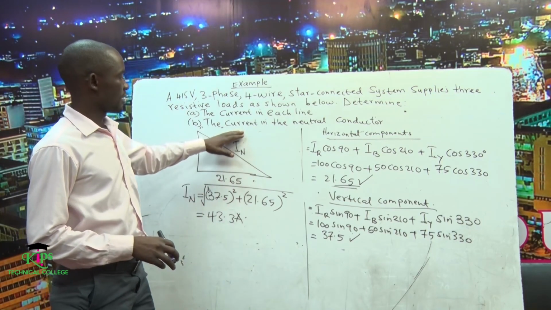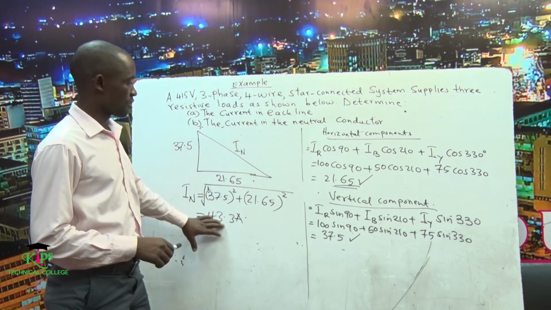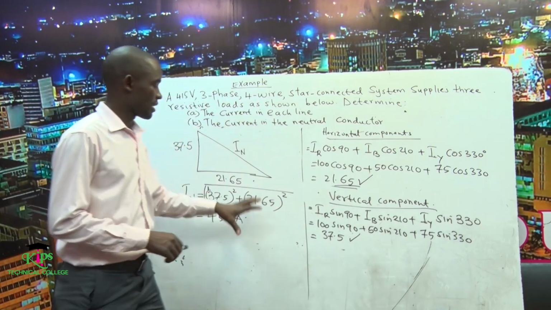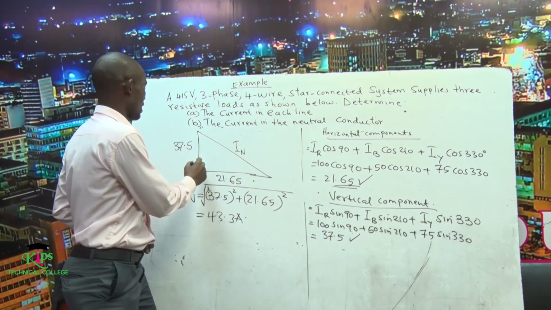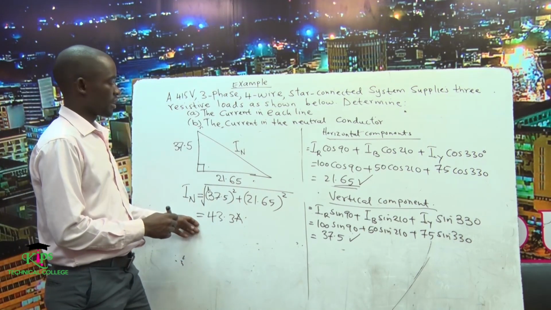And with those very few remarks, we are going to stop there because we have now completed getting the current in the neutral conductor. So that is the procedure of getting the current in the neutral conductor. You need to resolve your currents into horizontal and vertical components. Later on, you need to use this triangle to get the resultant current in the neutral wire.